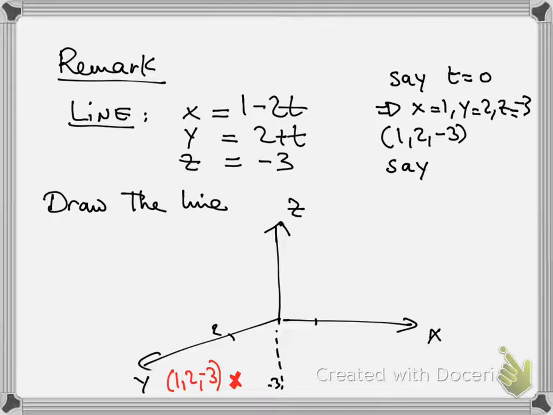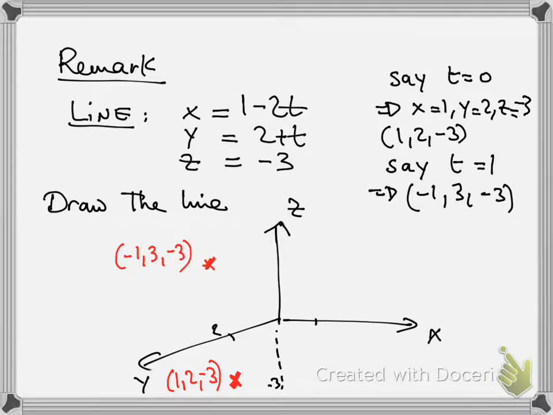Okay. Now let's say t is equal to 1. If t is 1, then you get the point 1 minus 2, so that's -1. The y would be 2 plus 1, that's 3. And z is still -3. So you get this point, -1, 3, -3. So you get another point. Let's say this is -1, 3, -3.